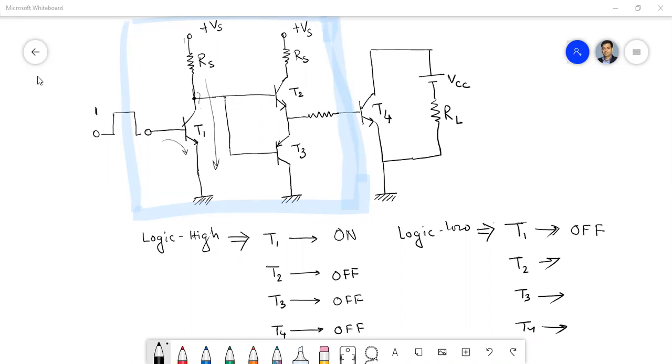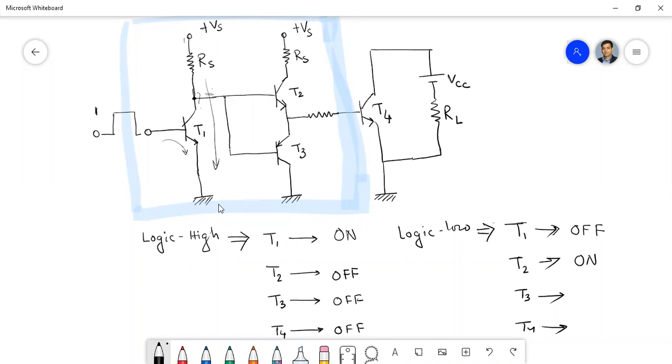Can't understand, sir. Okay. You just see whether the base has sufficient voltage to drive the base emitter junction on or not. As T1 is off, that means this Vs will appear here, isn't it? And that Vs is sufficient to drive the base emitter junction of T2 into the on condition. So that means T2 will be switched on.